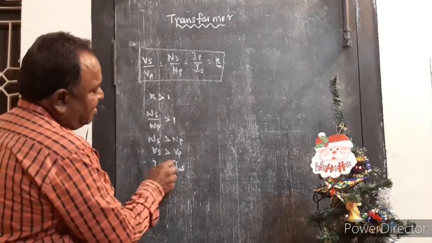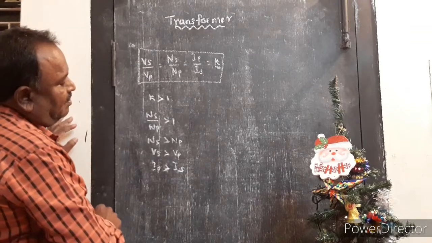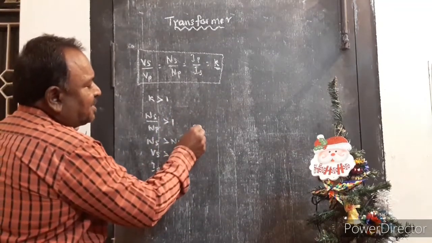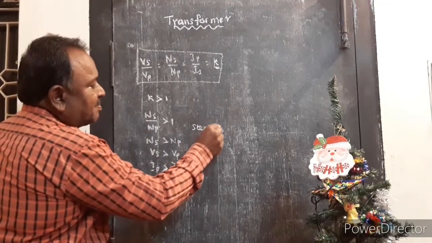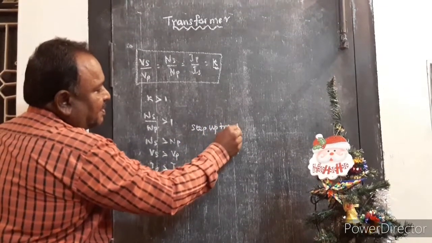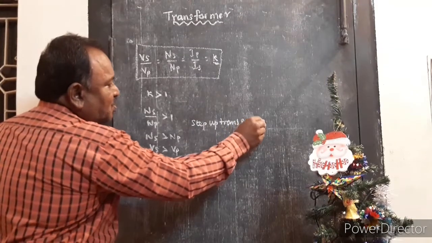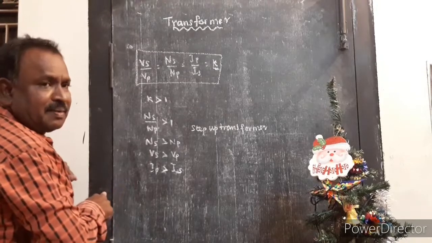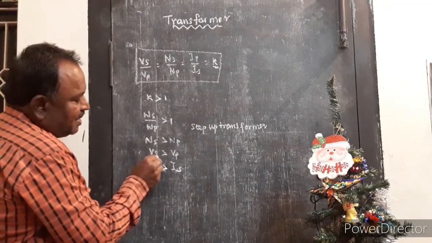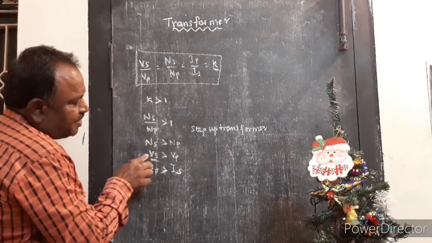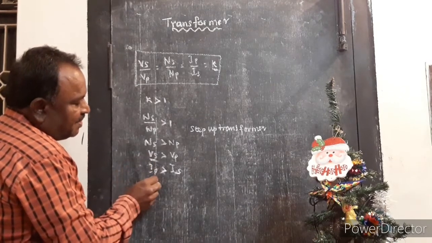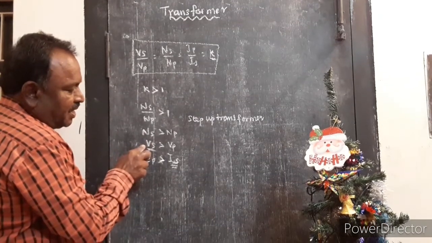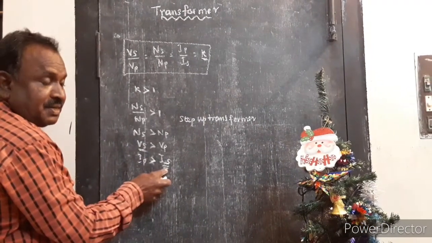So Ip is greater than Is. This type of transformer is called a step-up transformer. So what is a step-up transformer? A step-up transformer will produce increased output voltage with decreased current. So it will increase the voltage but decrease the current.